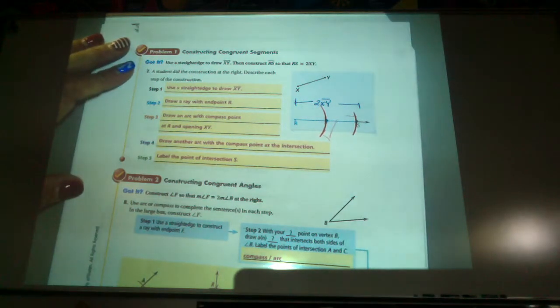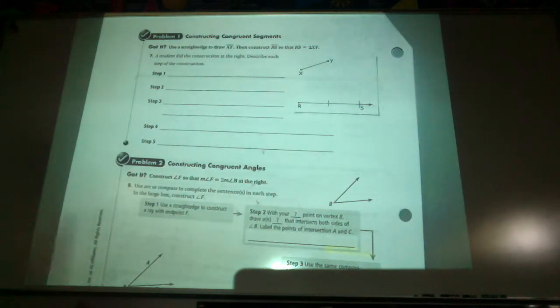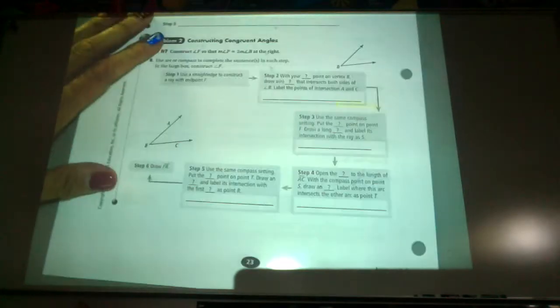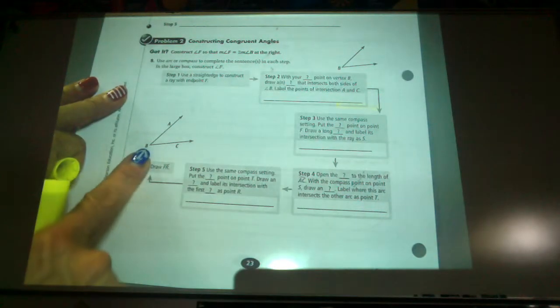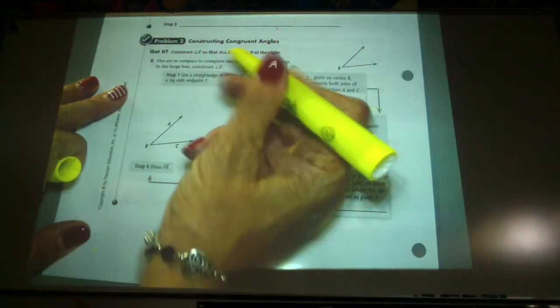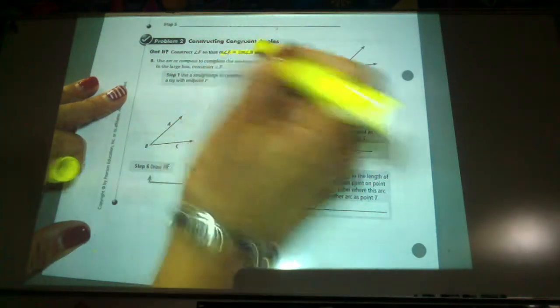Then for problem 2, we are actually going to create an angle. So we have angle B here, but we're going to construct angle F so that angle F is twice what angle B was.